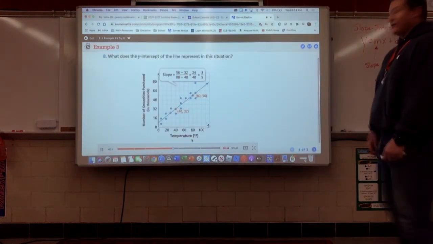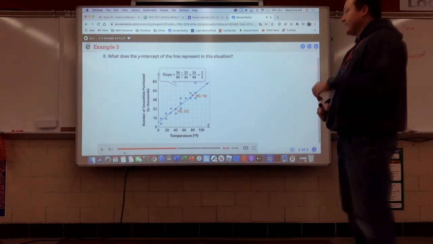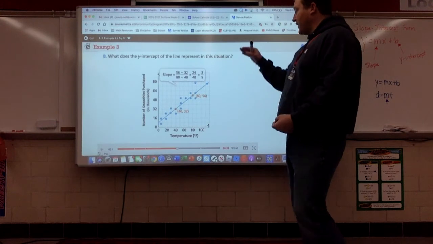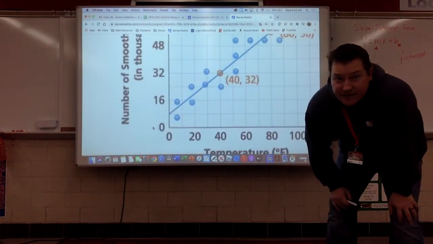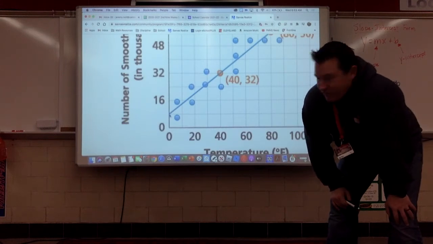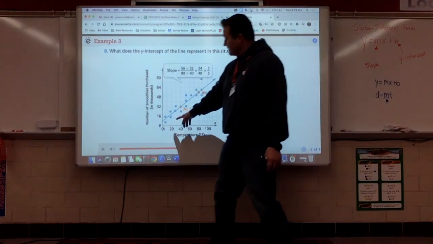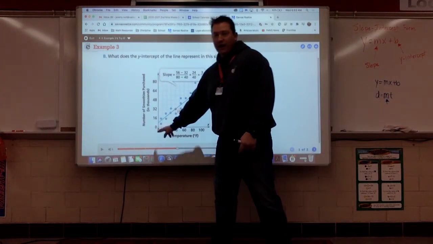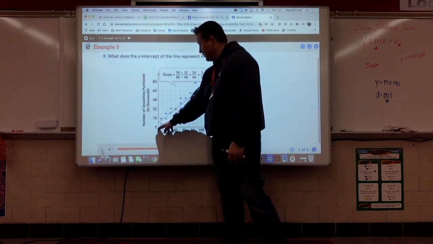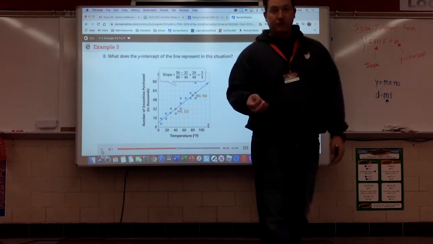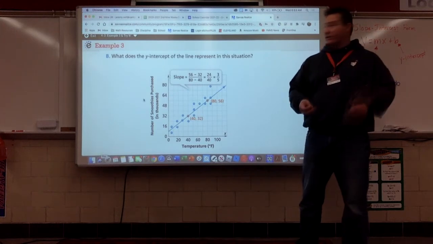Part B. What does the y-intercept represent in this situation? What is the y-intercept? We've looked very closely at this graph and figured out the y-intercept is 8. Now, what does that mean? This means at this temperature, we're going to have that many smoothies sold. So at 0 degrees, we will sell 8,000 smoothies. Or you could say it the other way: we're going to sell 8,000 smoothies when it's 0 degrees outside.